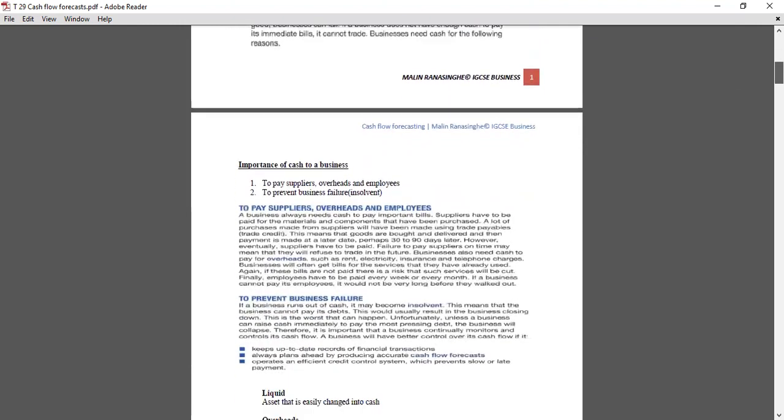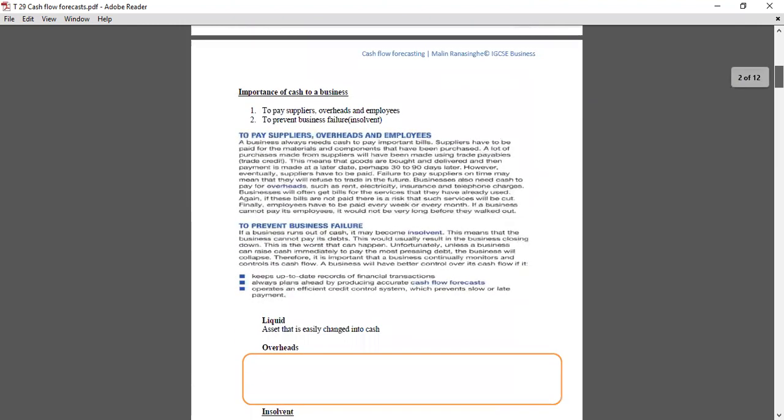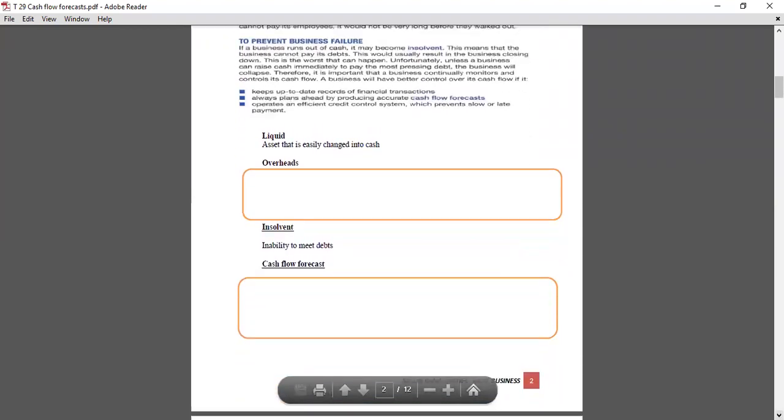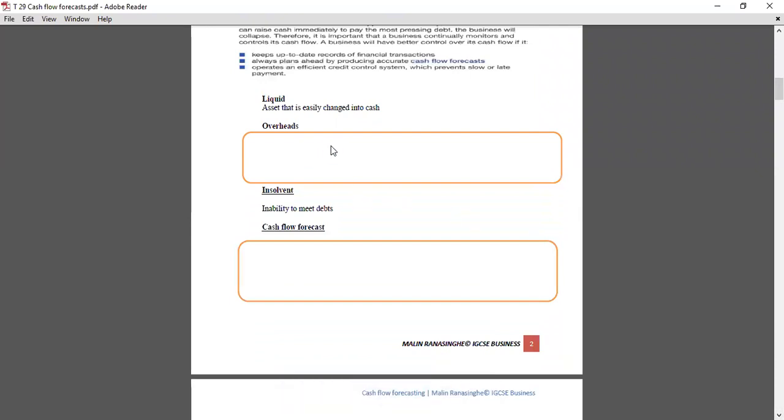Importance of cash to a business: this section I have already discussed. I have given it here. Even if you don't have a textbook, you can use these notes to pay your suppliers and overheads and to prevent business failure. The explanation is also given here. For the overheads definition, you can take an example and note it down. Overheads are the general expenses the business has to pay regularly, such as electricity bill, wages, insurance, advertising. You can write some examples also.